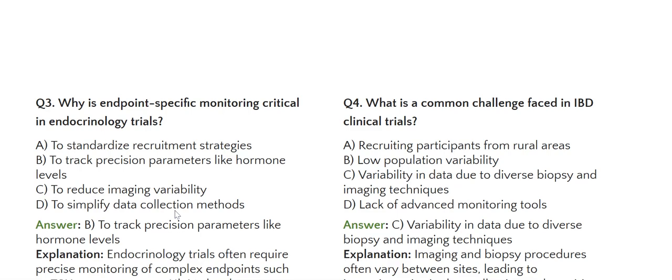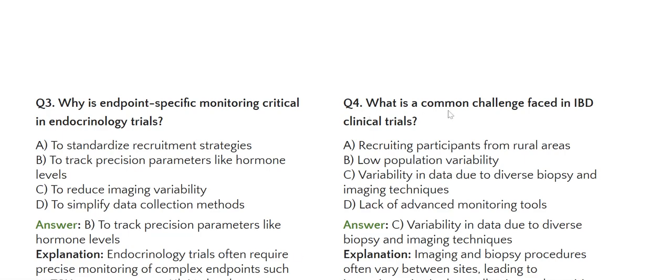So definitely it is to track precision, because we need precision data, precise input. So to track precision parameters like hormone levels, as hormone levels are applicable to the endocrinology nature of trials. So B is the correct answer, as endocrinology trials often require precise monitoring of complex endpoints such as TSH, testosterone, or HbA1c levels to measure drug efficacy accurately.